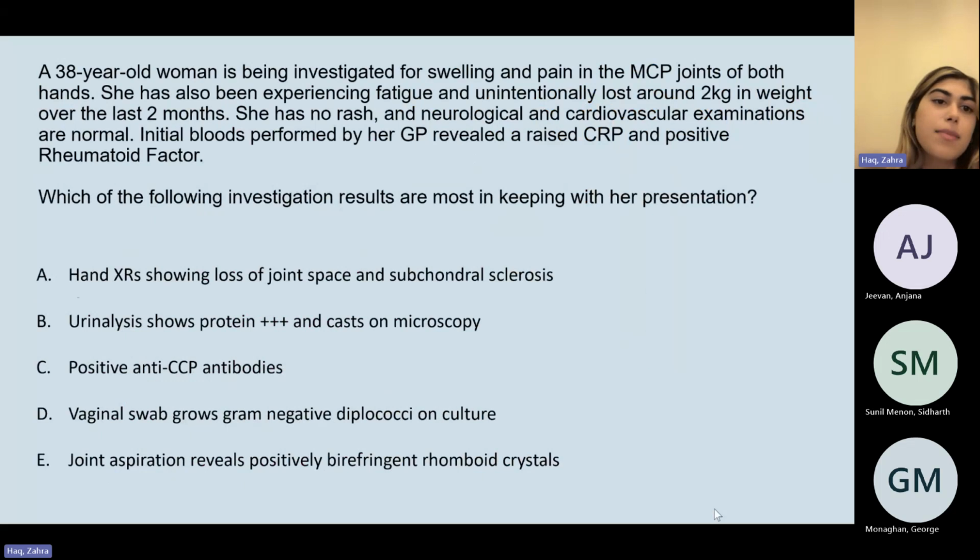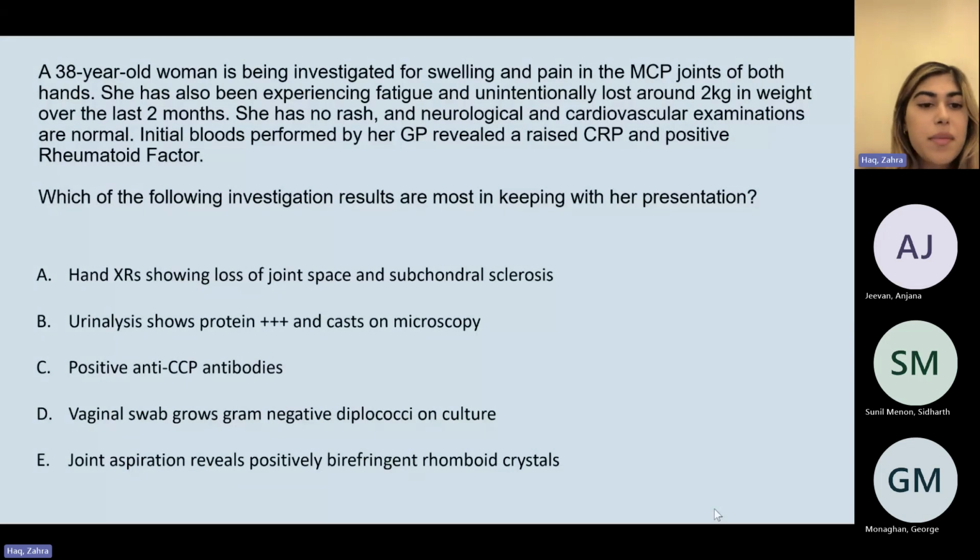Okay, so second SBA. A 38-year-old woman is being investigated for swelling and pain in the MCP joints of both hands. She has also been experiencing fatigue and unintentionally lost around 2 kilograms in weight over the past 2 months. She has no rash and neurological and cardiovascular examinations are normal. Initial bloods performed by her GP reveal a raised CRP and positive rheumatoid factor. Which of the following investigation results is most in keeping with her presentation?